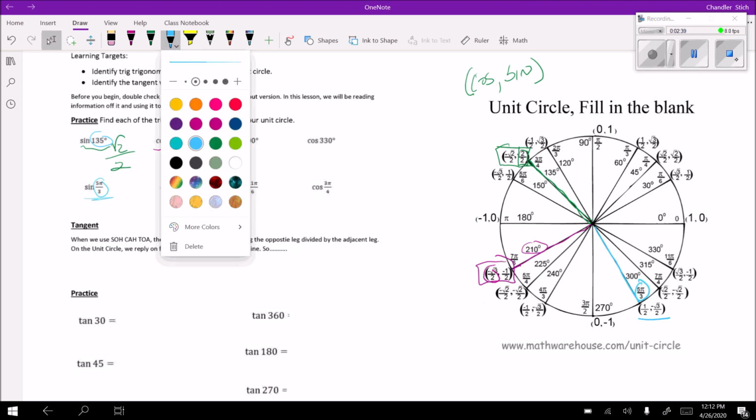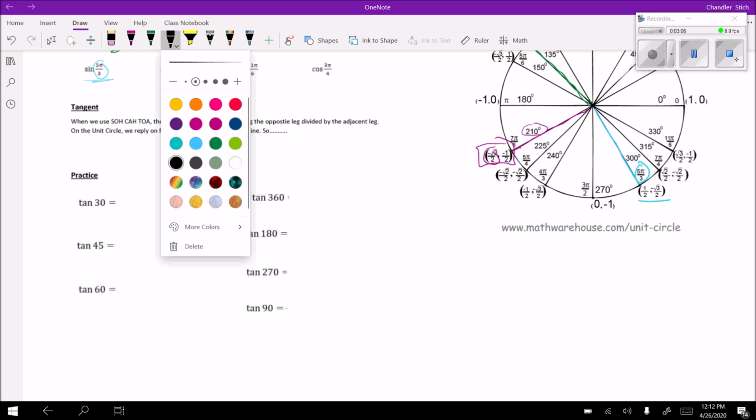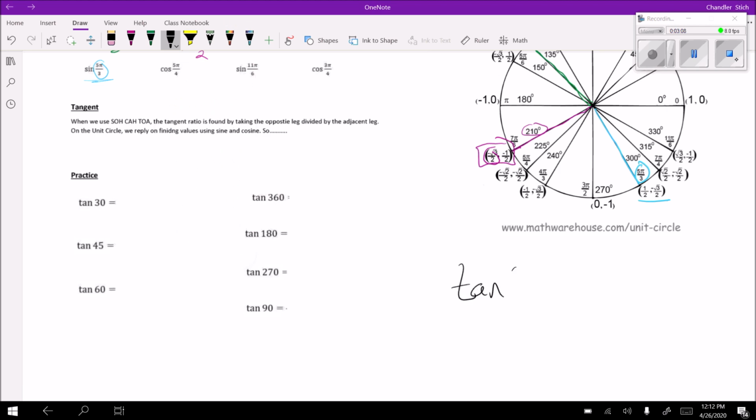I'm going to actually move down a little bit. Tangent. So we haven't really done too much with tangent yet. When we use SOHCAHTOA, or sine, cosine, tangent, the tangent ratio is found by taking the opposite leg divided by the adjacent leg on the unit circle. We can simplify this. Alright, so we also said this pretty big key feature, that tangent of theta is equal to sine of theta over cosine theta.